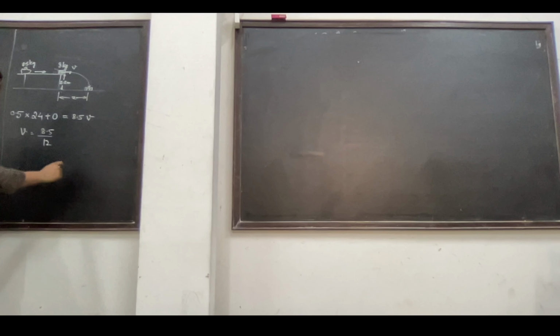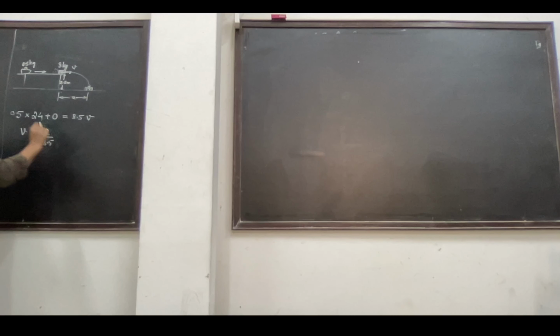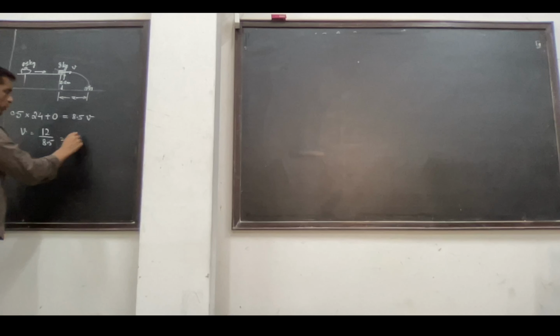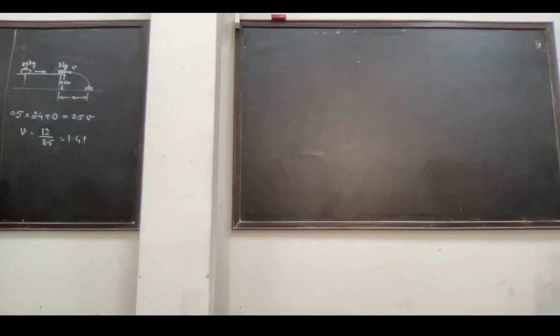So this is the total. That 24 into 0.5 will be 12. So V will be 12 divided by 8.5. How much would that be? 1.41. That is root 2.